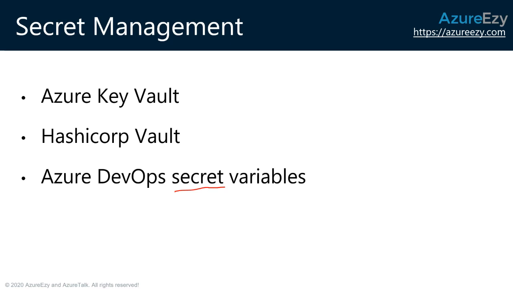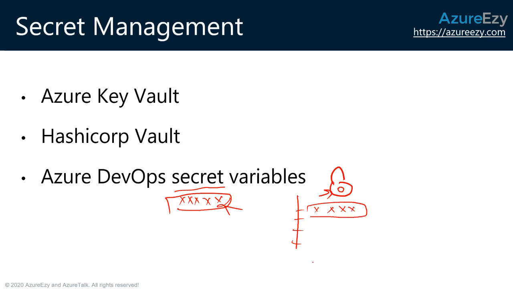But there is a lock icon in front of every variable that you define. And if you put that lock there, this variable becomes masked information. No one can see that. And also when the pipeline runs and whenever the secret variable is being used, it will be masked. It will not be available in the logs as well.